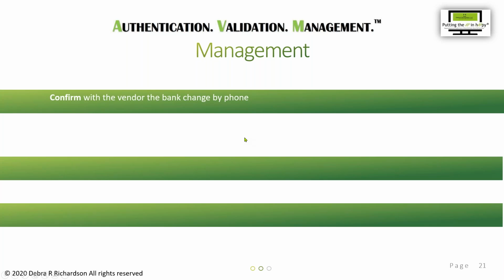So the first one is to confirm with the vendor the bank change by phone. So we all know this. The best practice is to confirm using contact information on the vendor record, not in the email. Also, not confirming with someone different that requested the change. That's another best practice.